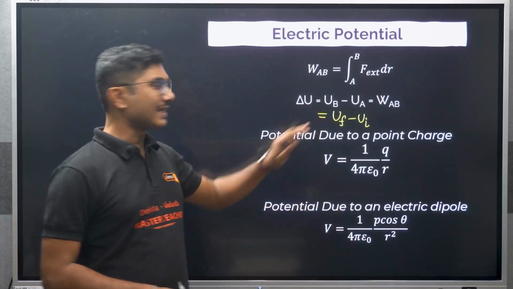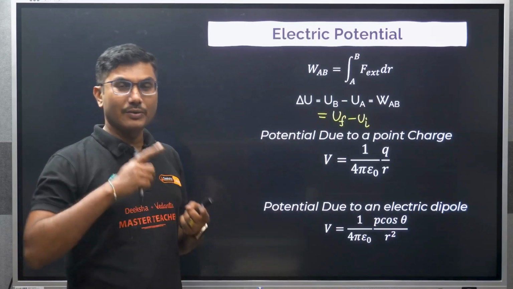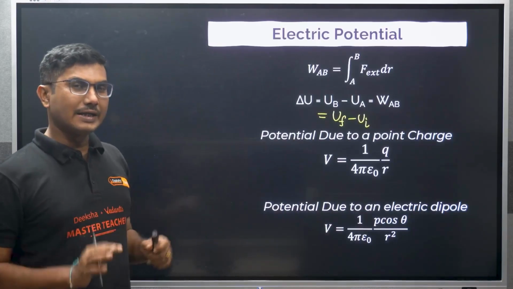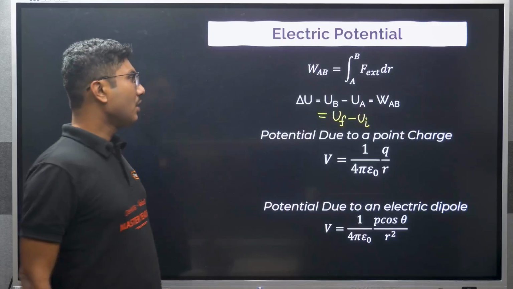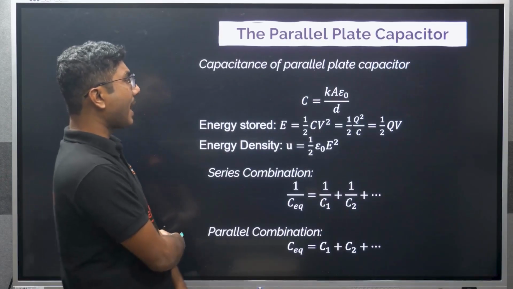Now potential is a scalar quantity, right? Potential energy is also a scalar quantity, work done is also a scalar quantity, and electric potential is also a scalar quantity. Electric field is a vector quantity. Capacitance of parallel plate capacitor.